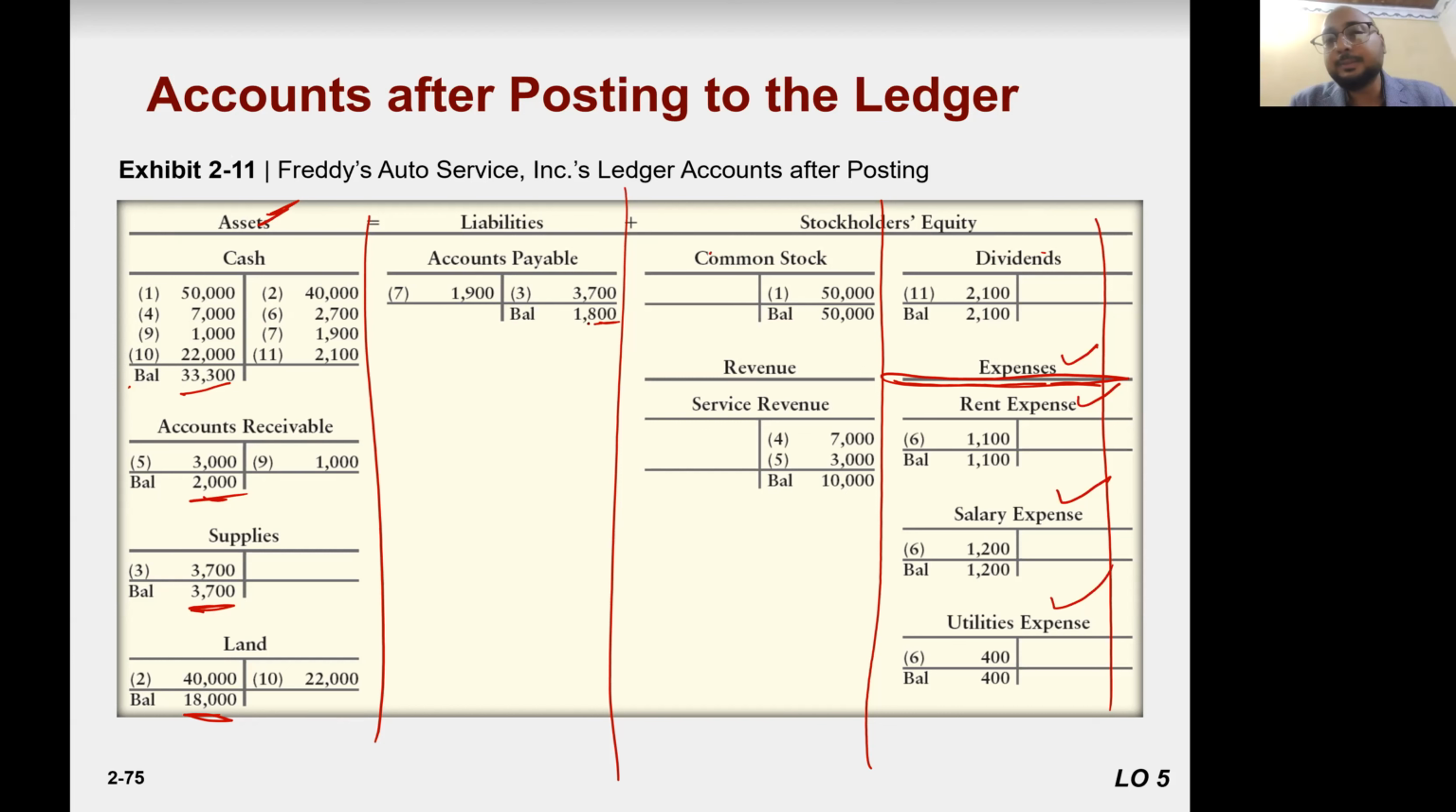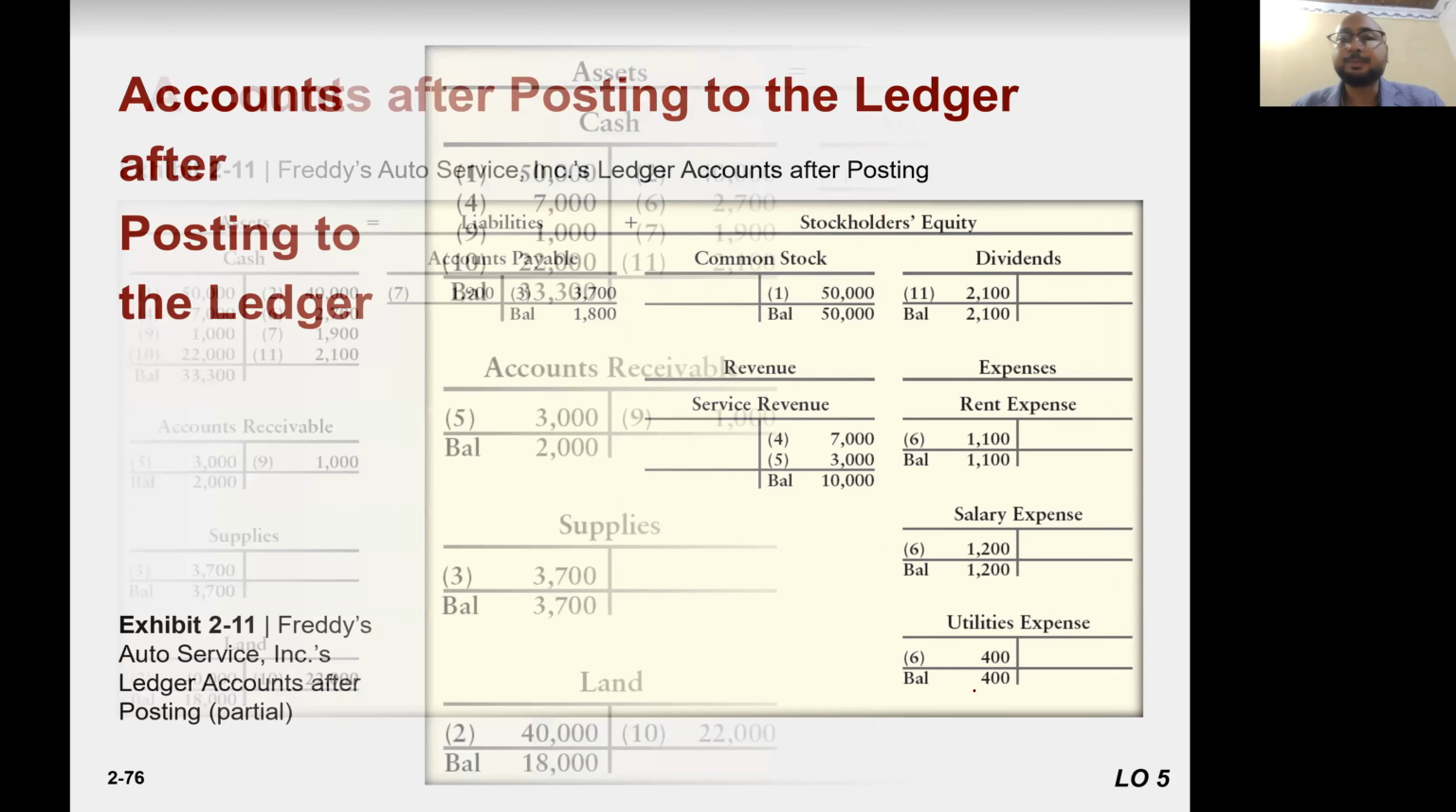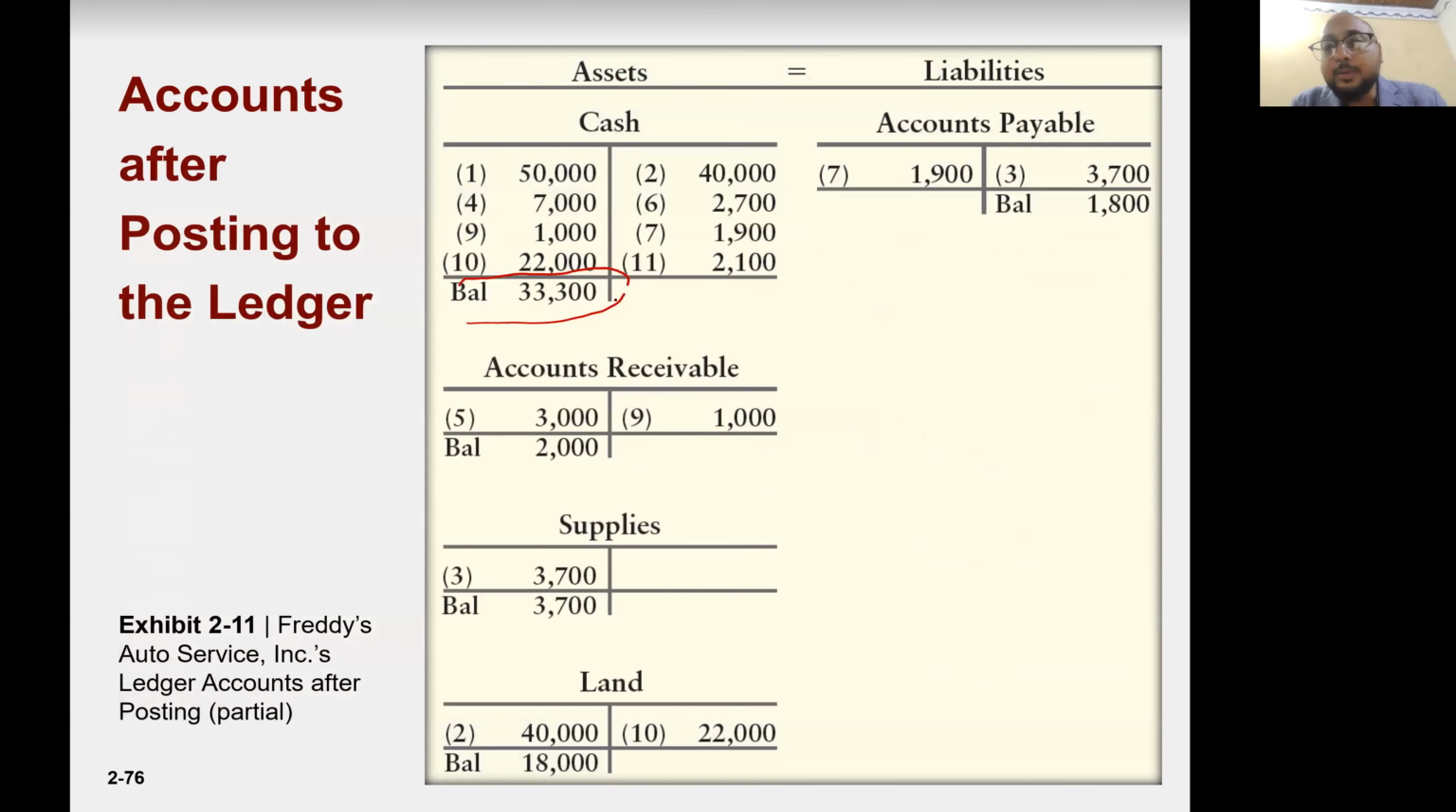And here liabilities, 1,800 plus 50,000 plus 10,000. Dividend is debit. So we call it negative. Similarly, expense negative. This is salary negative, 400 negative. So at the end, this follows the accounting equation. The crux is that it follows the accounting equation. I already talked to you where this 33,300 is coming from, where this 2,000 is coming from. Which side is greater? You write down balance on that side. Simple.